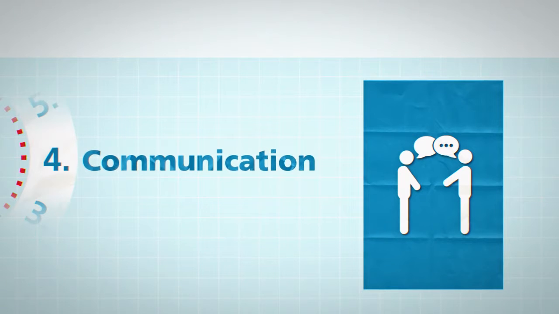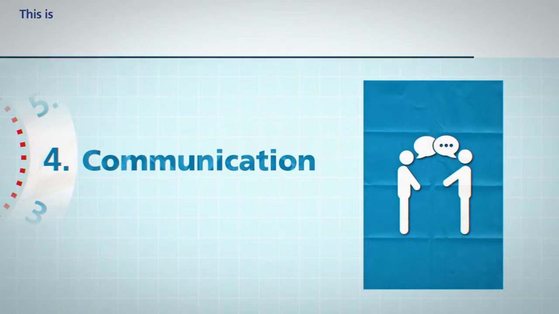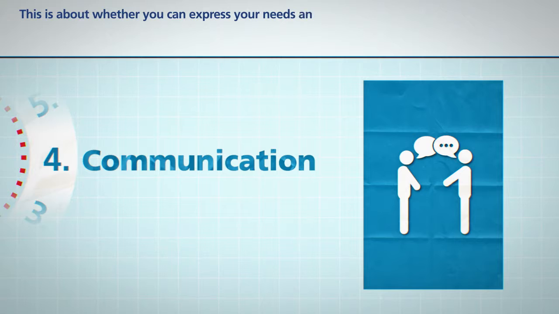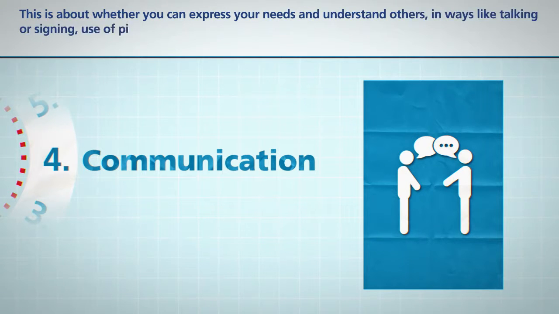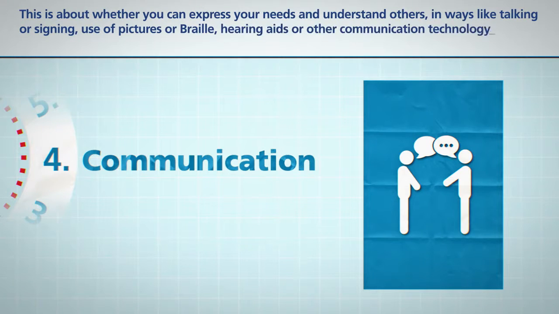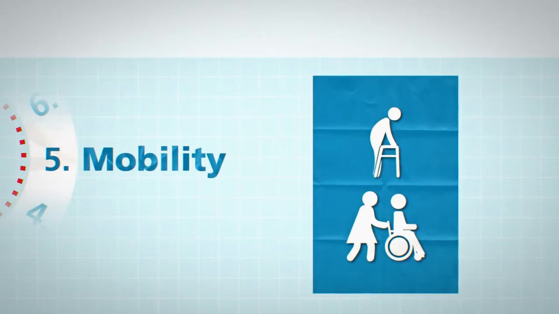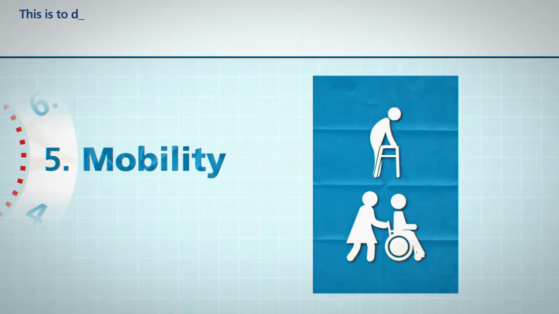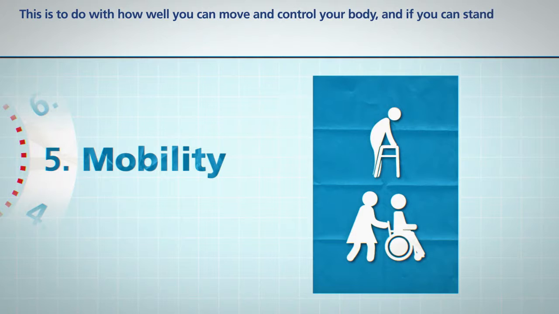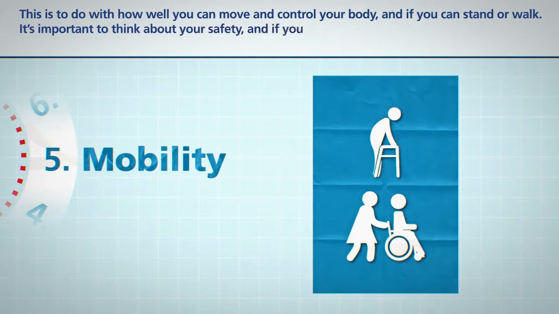4. Communication. This is about whether you can express your needs and understand others in ways like talking or signing, use of pictures or braille, hearing aids, or other communication technology. 5. Mobility. This is to do with how well you can move and control your body and if you can stand or walk. It's important to think about your safety and if you are at risk of falling and need support.